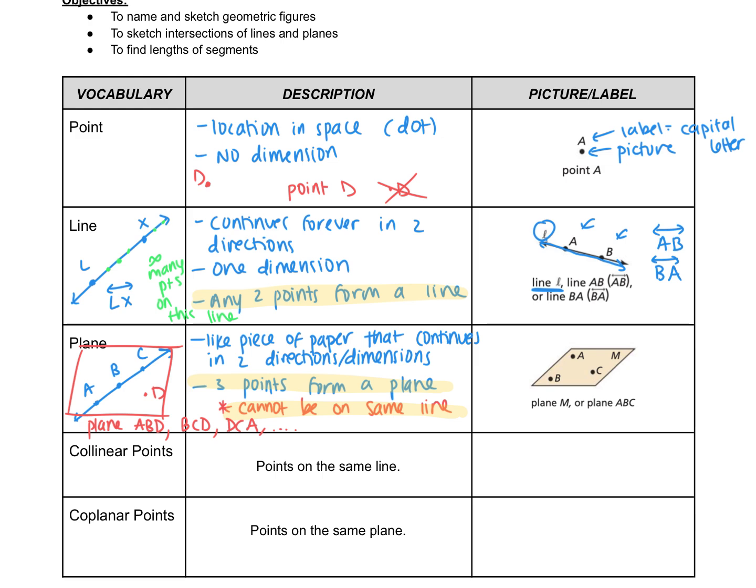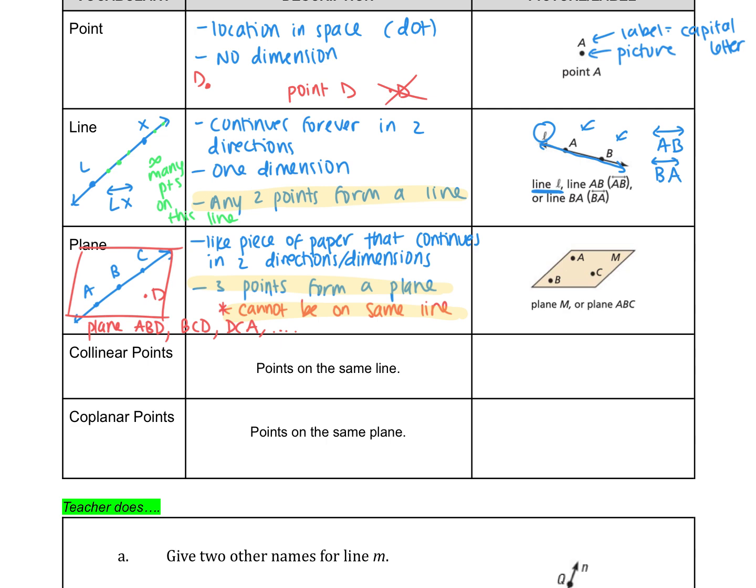Okay, we got 2 more words and then we're going to do some examples. These probably make sense to you, collinear and coplanar. What does co mean? Together. Okay, so collinear, together on a line. So that is points on the same line. For example, if we have this line right here, P, H, and S are collinear. They're on the same line.